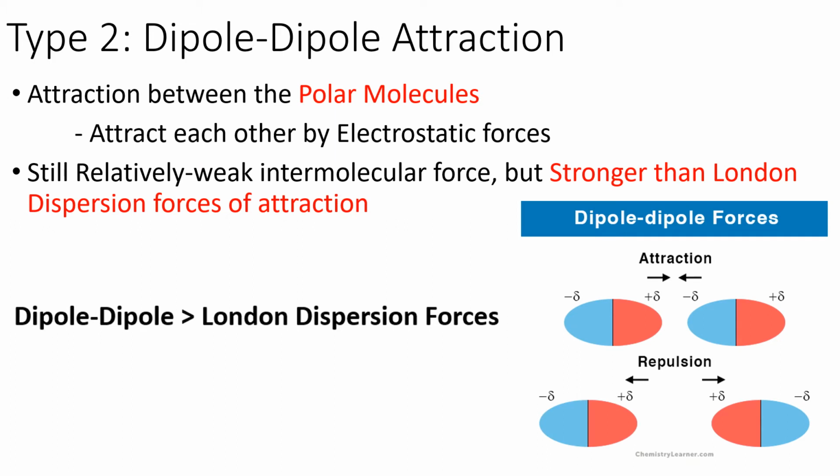The second type of attraction is dipole-dipole attraction. It is the attraction between polar molecules that attract each other by electrostatic forces. It is still a relatively weak intermolecular force, but it is at least stronger than London dispersion forces of attraction.